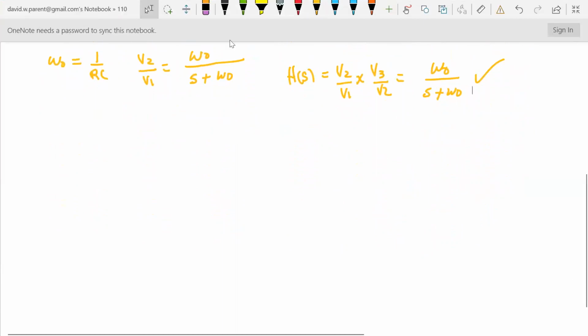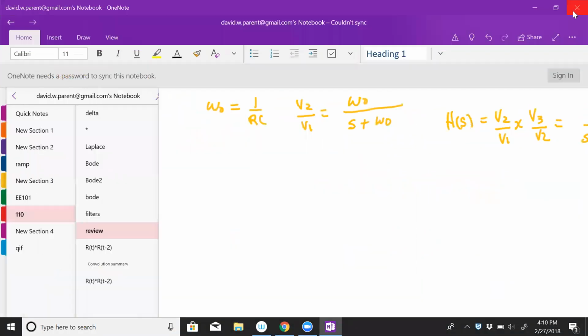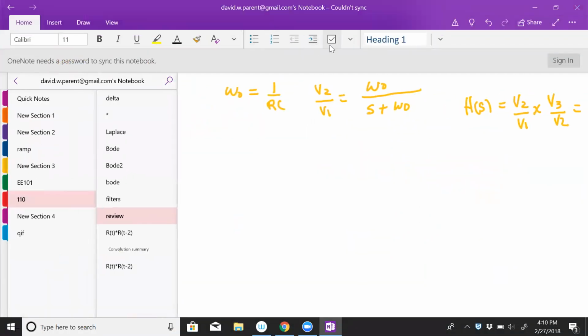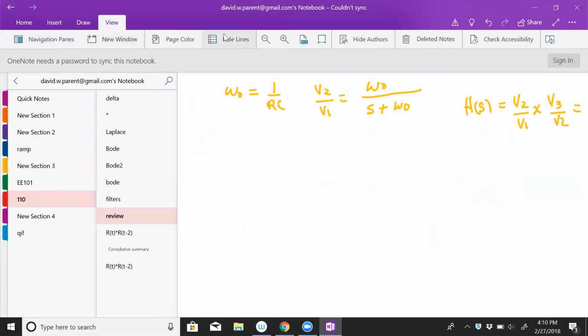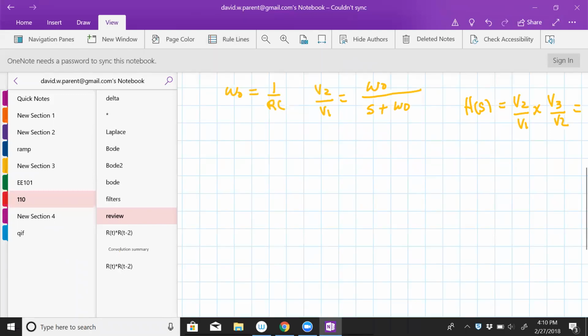Let's see. I want to add some grid lines, then, because we're about to do the Bode plot.